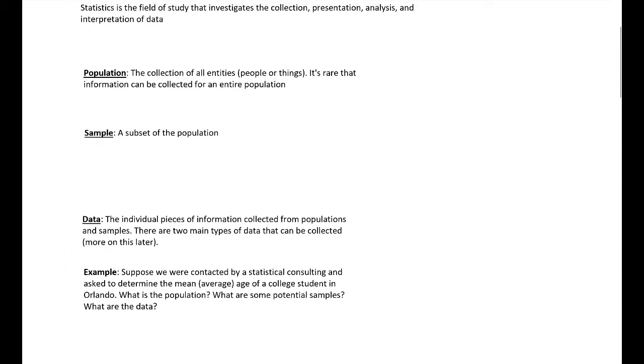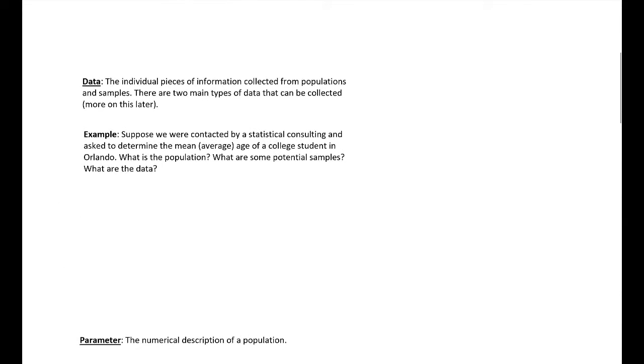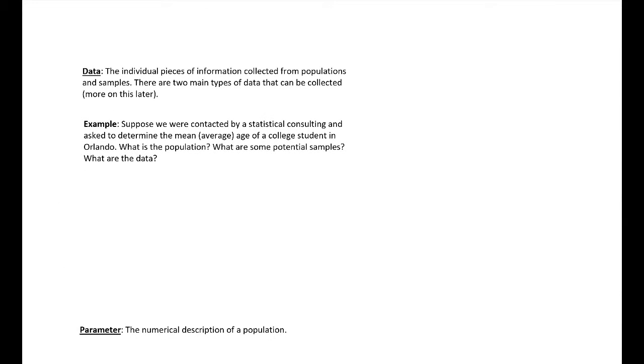All right. So what is the data? Well, the data are the individual pieces of information that are collected from either the population data set or the sample data set. There are two main types of data that can be collected, and we'll get into this in a later lecture.